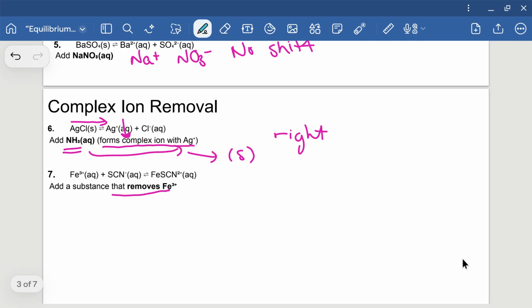Same idea with this next one. It's not telling us what we're adding in, but it's telling us we're removing Fe3 positive. So Fe3 positive is going to decrease in concentration. So if we're decreasing, you shift back towards what's being decreased. Sorry, that's another shift to the left.